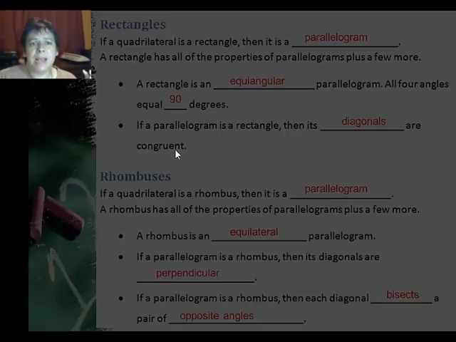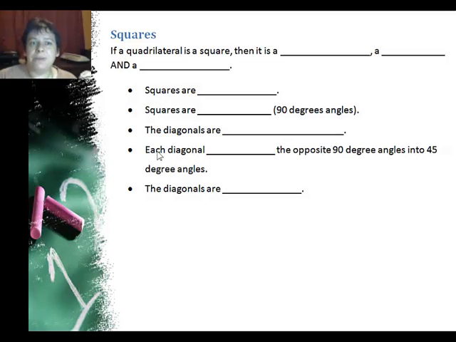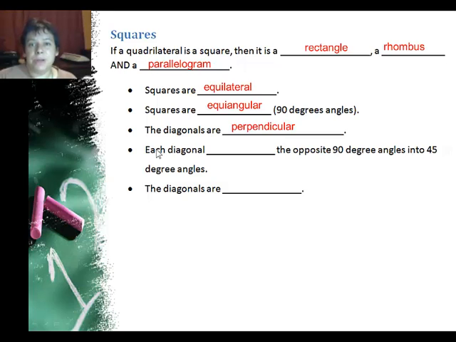So let's go ahead, and then we've got squares. Now, if a quadrilateral is a square, then it is a rectangle and a rhombus and a parallelogram. So it has all the properties of the three. Squares are equilateral, they're equiangular, and the diagonals are perpendicular, just like for a rhombus. Each diagonal bisects the opposite 90-degree angles into 45s, and remember, rectangles' diagonals are congruent.